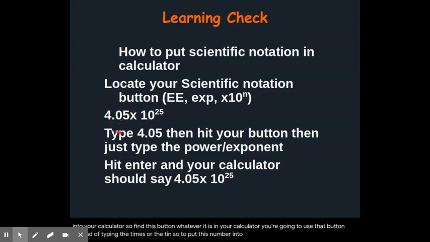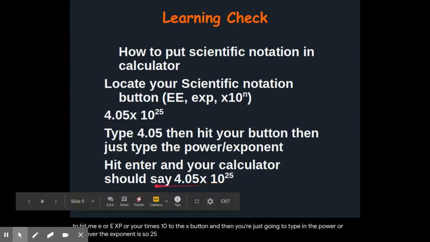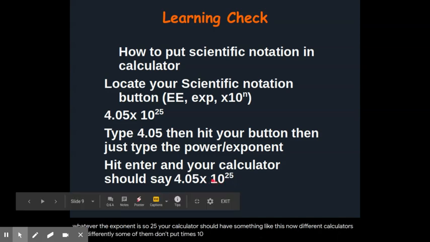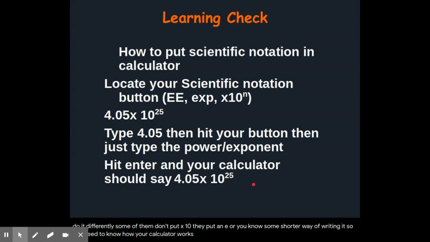So to put this number in, you're going to type 4.05. Then you're going to hit EE or EXP or your times 10 to the X button. And then you're just going to type in the power or whatever the exponent is, so 25. When you hit enter, your calculator should have something like this. Now, different calculators do it differently. Some of them don't put times 10, they put an E or some shorter way of writing it. So you need to know how your calculator works. So give that a shot. Pause if you need to, try it. And then we're going to try doing some math problems.